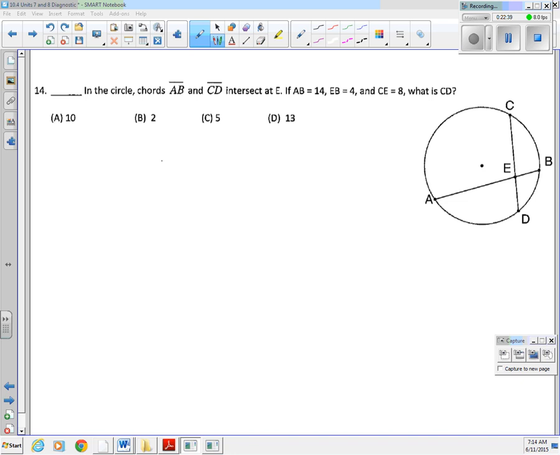So in the circle, chords AB and CD intersect at E. AB is 14, so this whole segment is 14. EB is 4, and CE is 8. And I'd like to eventually find CD.